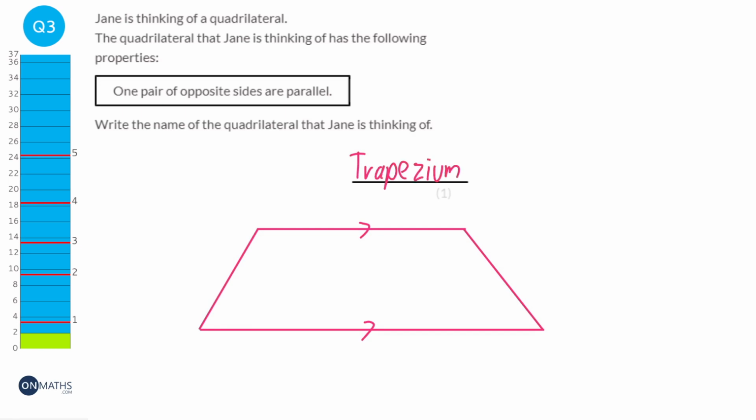Now you might think that a rectangle and square does have one pair of parallel sides, but it actually has 2 pairs of parallel sides. The definition of a trapezium is it has just 1 pair of parallel sides, and any quadrilateral that has 1 pair of parallel sides is a trapezium.